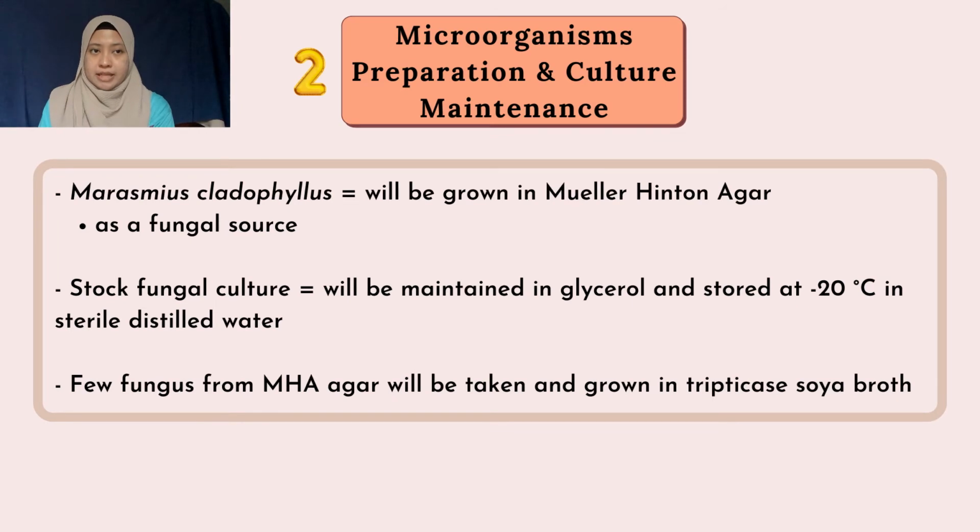For the second method, which is microorganisms preparation and culture maintenance, Marasmius cladophyllus will be grown in Mueller-Hinton agar plates for 7 to 10 days at 34 degrees Celsius in order to have a fungal source. Stock fungus culture will be maintained in 20% volume per volume glycerol and will be stored at negative 20 degrees Celsius in sterile distilled water. Several fungal agar plugs from the MHA plates will be taken and grown in trypticase soya broth for 10 days at room temperature with shaking at 150 rotations per minute.